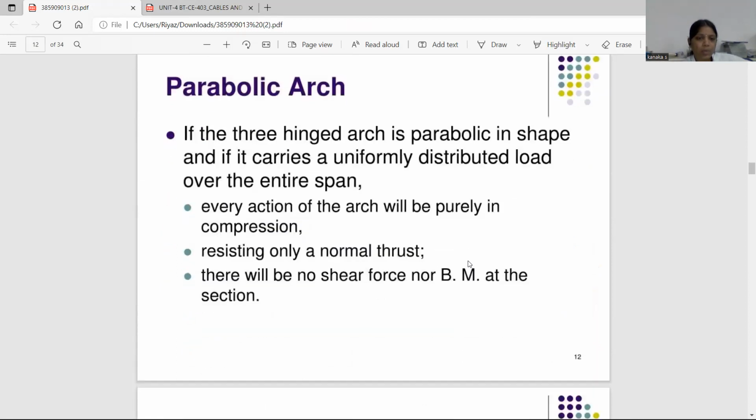First is the parabolic arch. A three-hinged arch is parabolic in shape, and it carries a uniformly distributed load over the entire span.